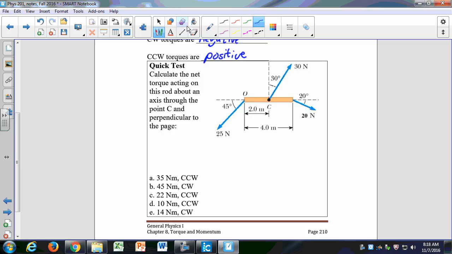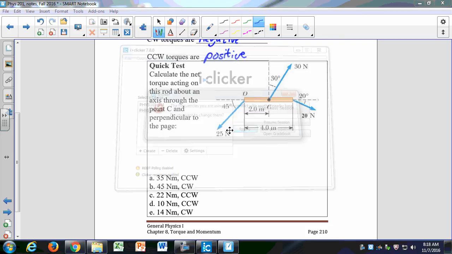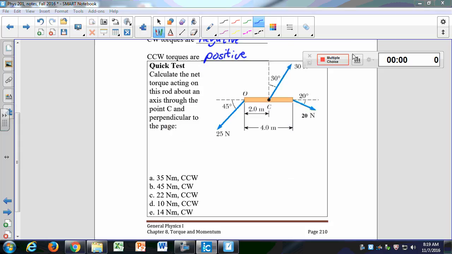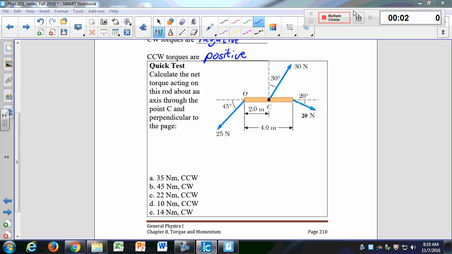So this object you can think of as a rod, or I like to hold my pencil up to the page and think of this object rotating about this point. What I want you to do now is figure out what is the net torque that's acting upon this bar. I'm going to give you a little bit of guidance. You're going to ask yourself several questions.